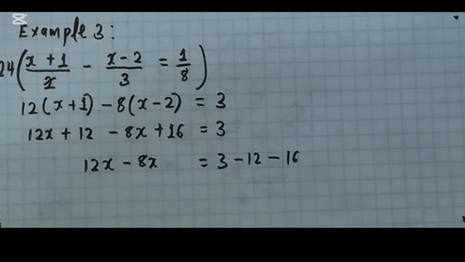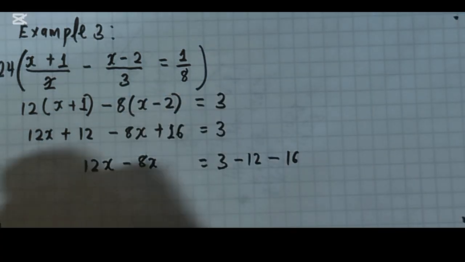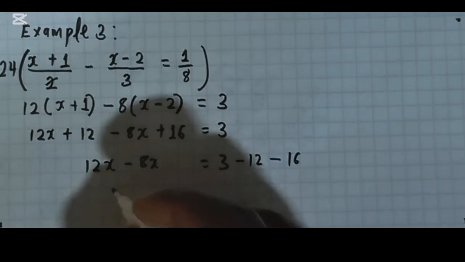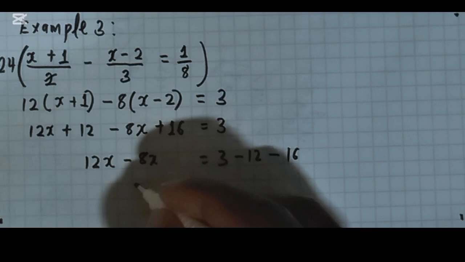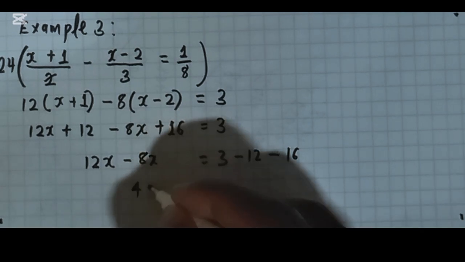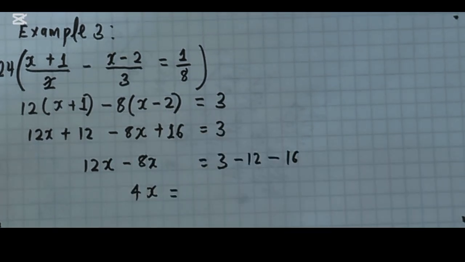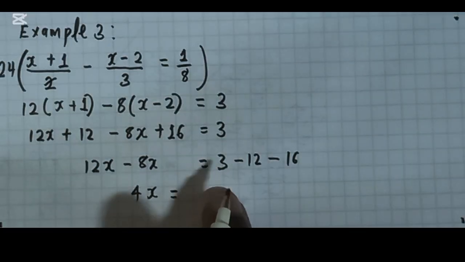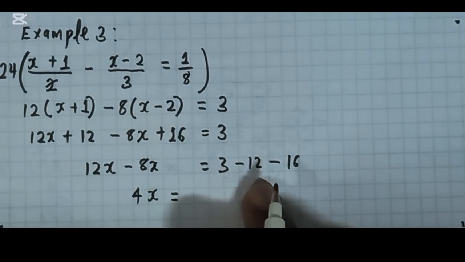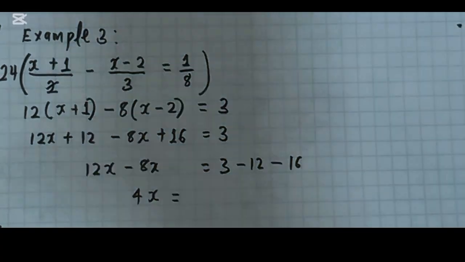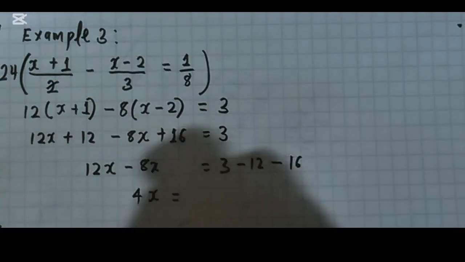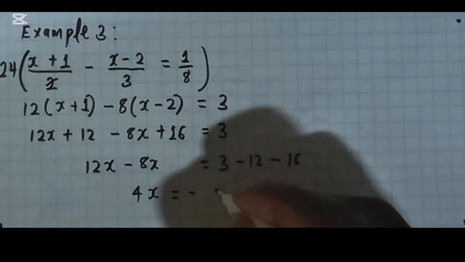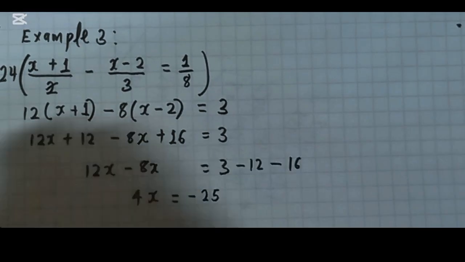So what is 12x minus 8x? 12x minus 8x is basically going to give us 6. No, not 6. Sorry, it's going to give us 4. So that's going to be 4x being equal to 3 minus 12 minus 16. And 3 minus 12 minus 16 is going to give us negative 25.